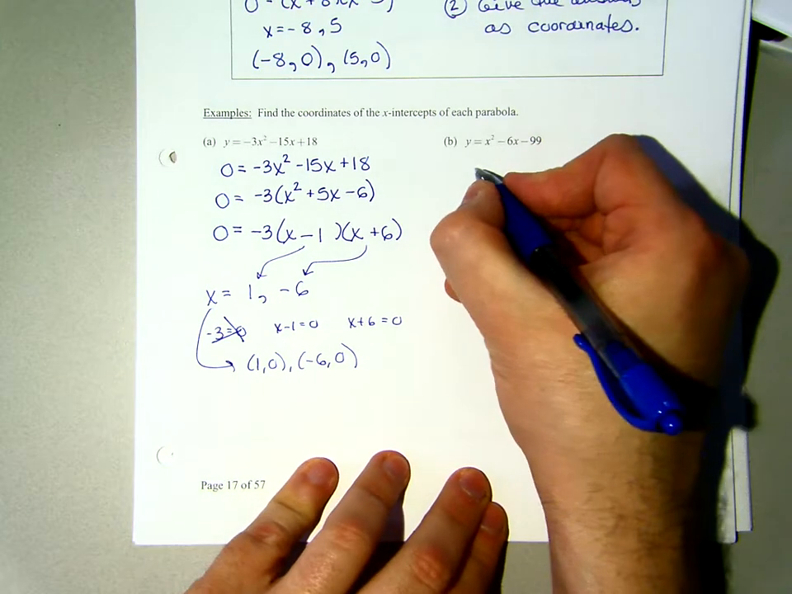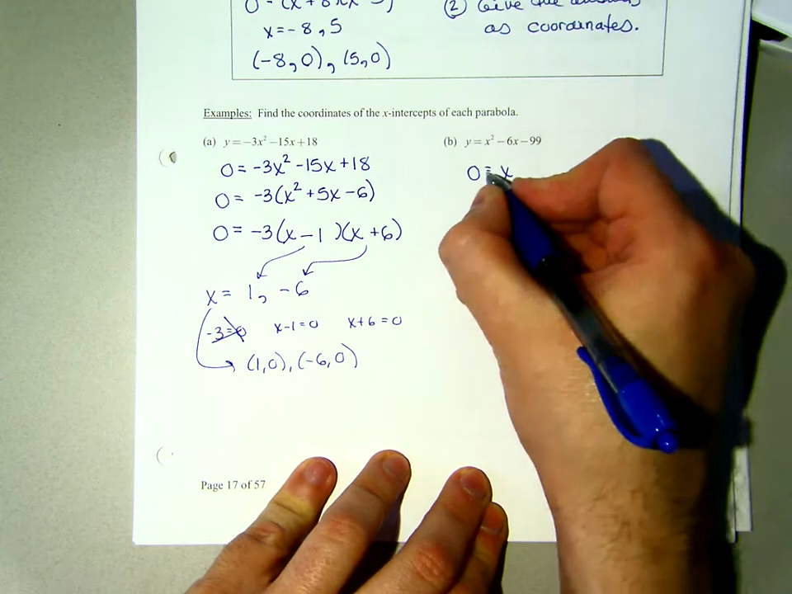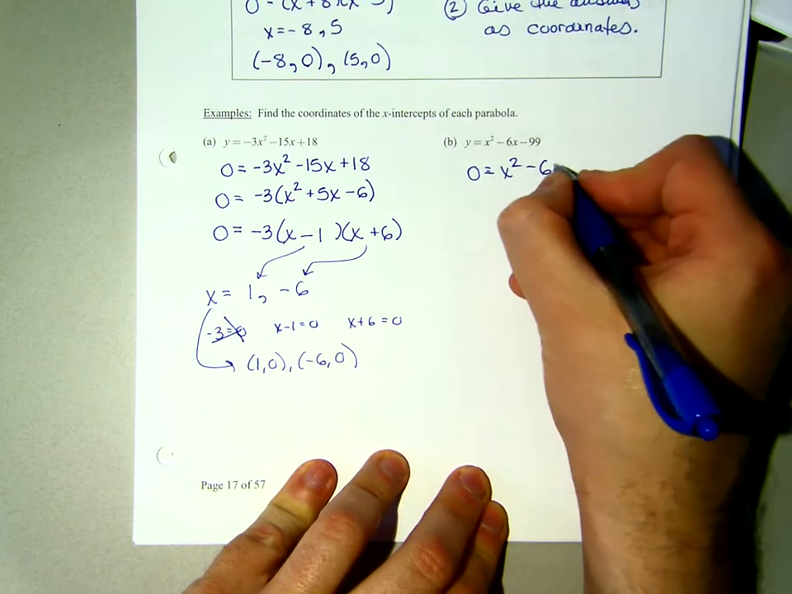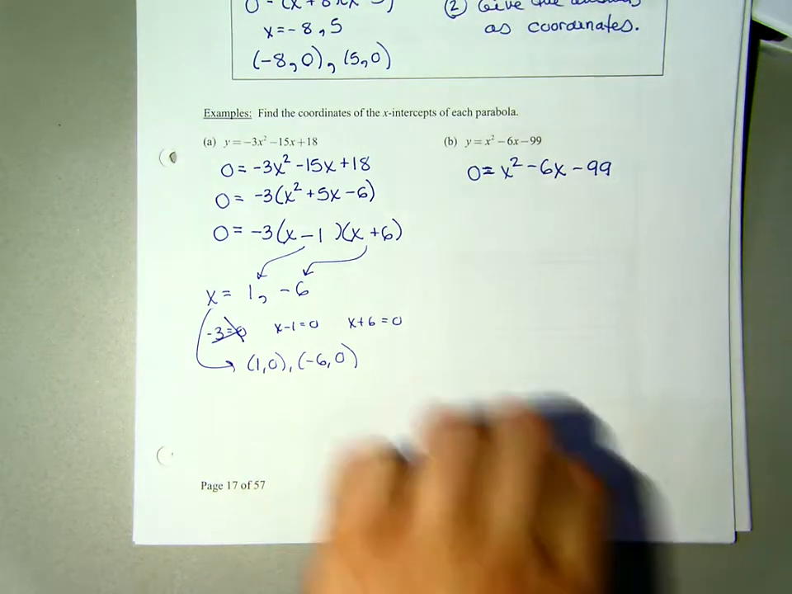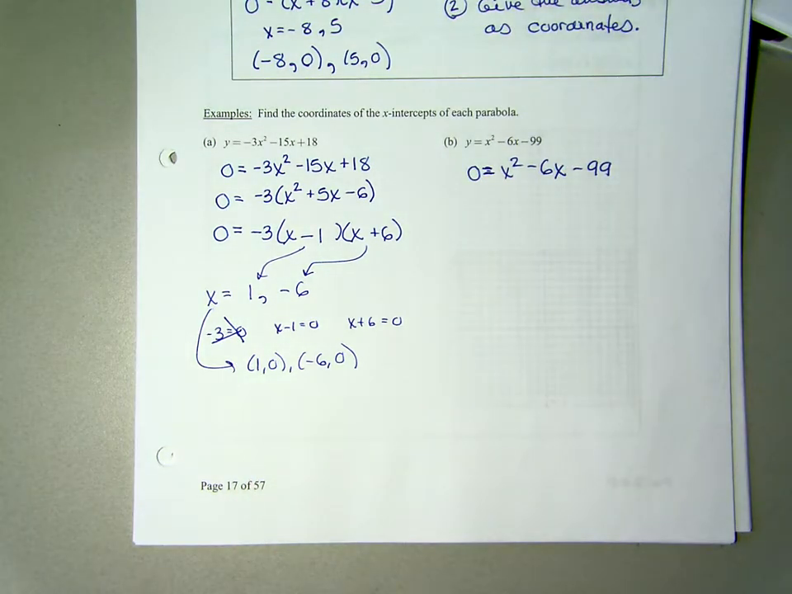So sometimes we may have to factor out a GCF, and then we can keep factoring. Letter B. First step is very easy. We're going to plug in 0 where the y is. 0 equals x squared minus 6x minus 99. We're going to factor that, maybe.